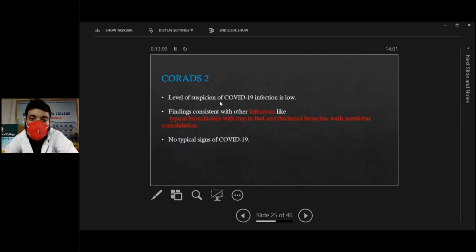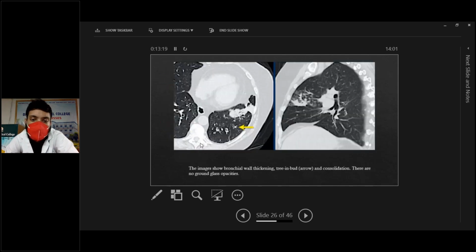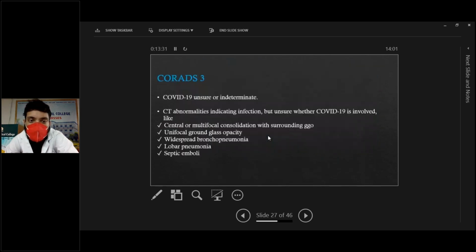CORADS 2, the level of COVID-19 suspicion is low. The findings are consistent with other infections like bronchiolitis, so obviously no typical signs of COVID-19 are seen. For example, in this image, we can see the tree in bud pattern and areas of consolidation, but we do not see any ground glass opacities. So this can be CORADS 2.